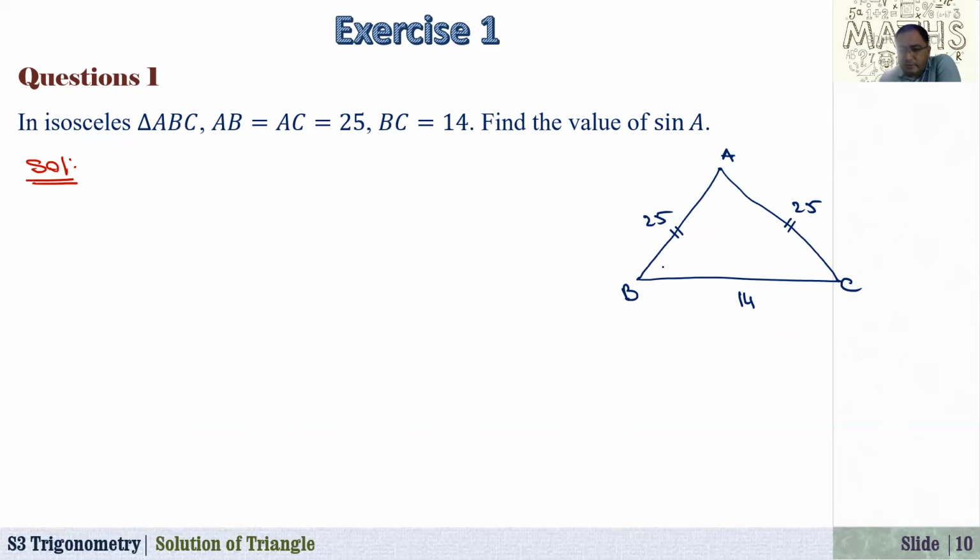Since it is so, these angles are equal. Let me draw an altitude, or height, from A to BC, perpendicular. Since it is an isosceles triangle, this side should be equal to this side. That will be 7. Also, this should be 7. Now from here, I can find the height.